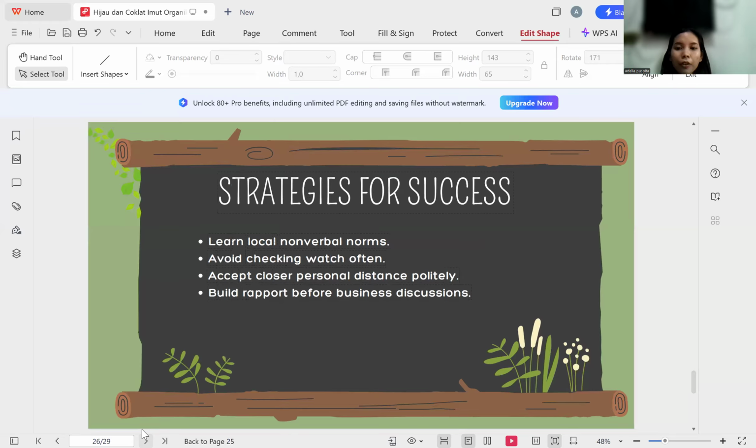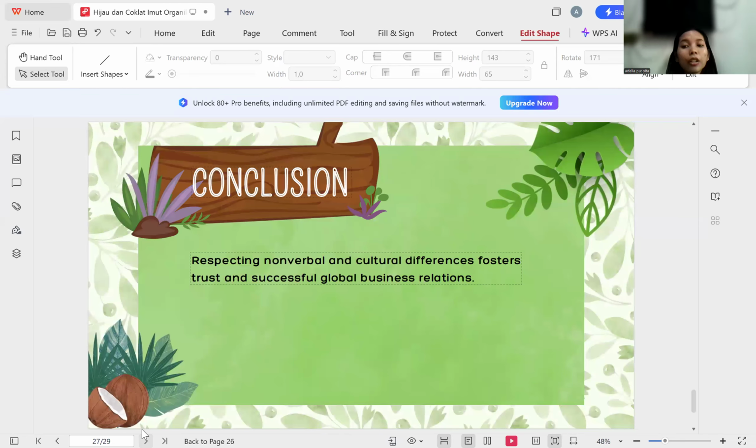So the strategy for success in this case study is, the first, we can learn local nonverbal norms and avoid checking the watch often, and then accept closer personal distance politely, and the next is build rapport before business discussion. So the conclusion in this case is maybe Arabs and Americans can bridge nonverbal and cultural differences faster, through successful global business relations.